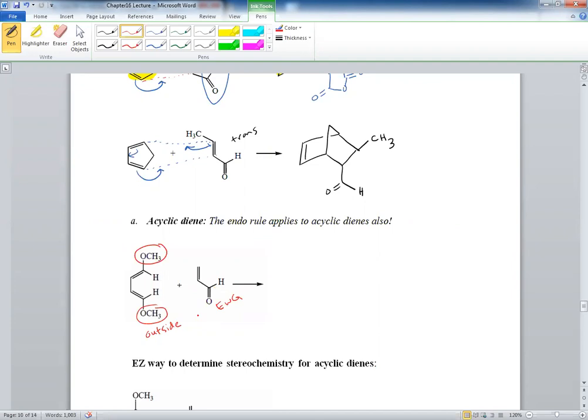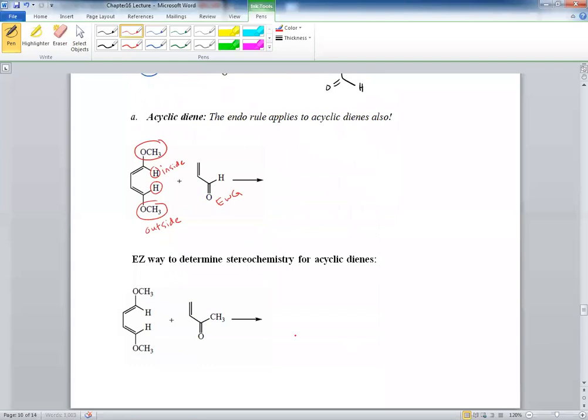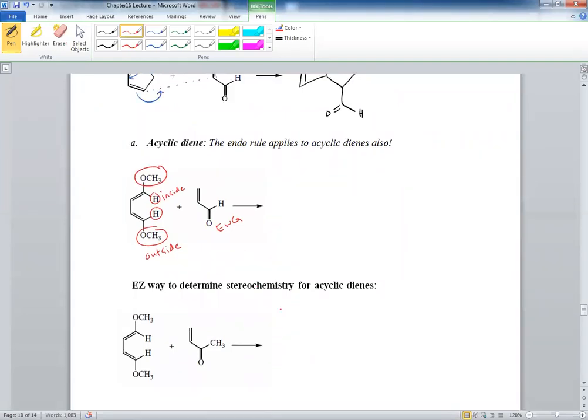Okay. And these H's are actually on the inside. So just keep that in mind, and this is basically the easy way, so I'm just doing it here: whatever is on the outside will remain in the final structure on the outside, or on the same side, along with the EWG. But notice how the EWG, or the electron withdrawing group, is pointing away from the diene. So let's take a look at this.